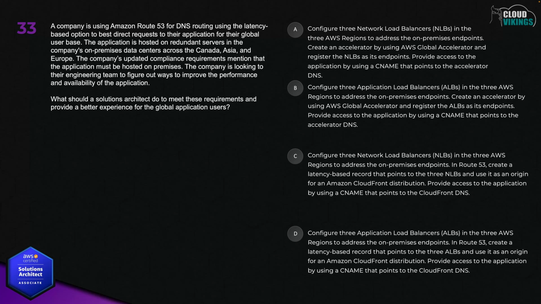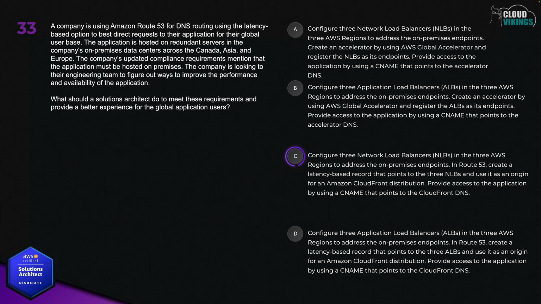C. Configure 3 NLBs in the 3 AWS regions to address the on-premises endpoints. In Route 53, create a latency-based record that points to the 3 NLBs and use it as an origin for an Amazon CloudFront distribution. Provide access to the application by using a CNAME that points to the CloudFront DNS. D. Configure 3 ALBs in the 3 AWS regions to address the on-premises endpoints. In Route 53, create a latency-based record that points to the 3 ALBs and use it as an origin for the Amazon CloudFront distribution. Provide access to the application by using a CNAME that points to the CloudFront DNS.